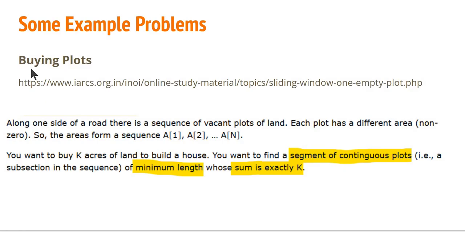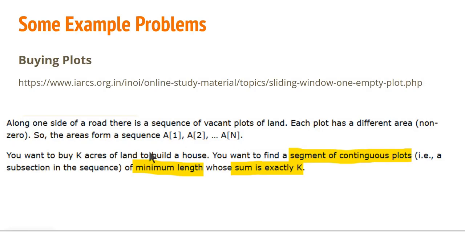So basically, this problem called Buying Plots is from the practice material that's available online for ZCO, the Indian Zonal Computing Olympiad. Look at this problem. It says along one side of a road, there's a sequence of vacant plots of land. Each plot has a different, non-zero area. So clearly area has to be positive. So area forms a sequence A1, A2 until AN, kind of like a list of numbers.